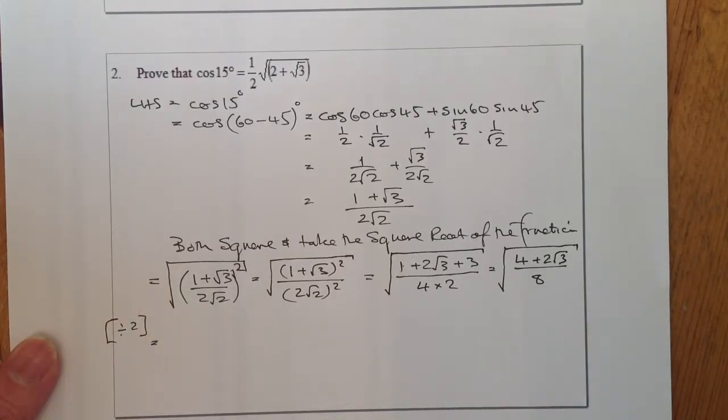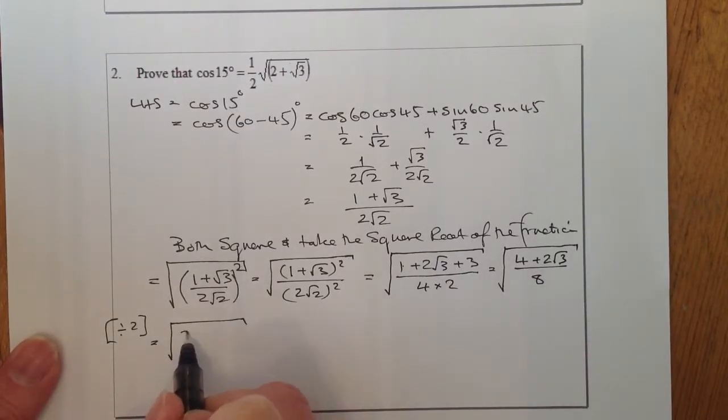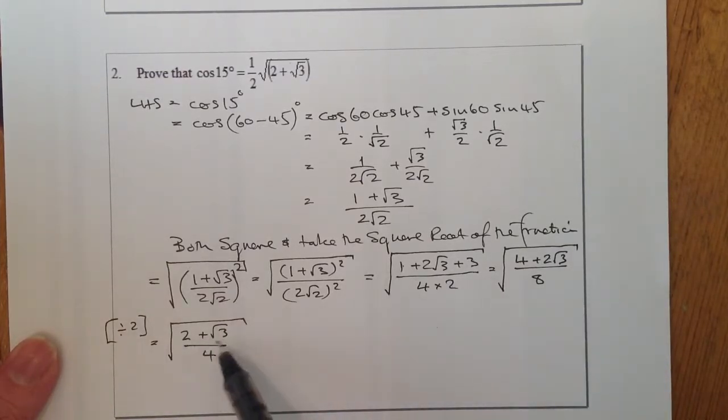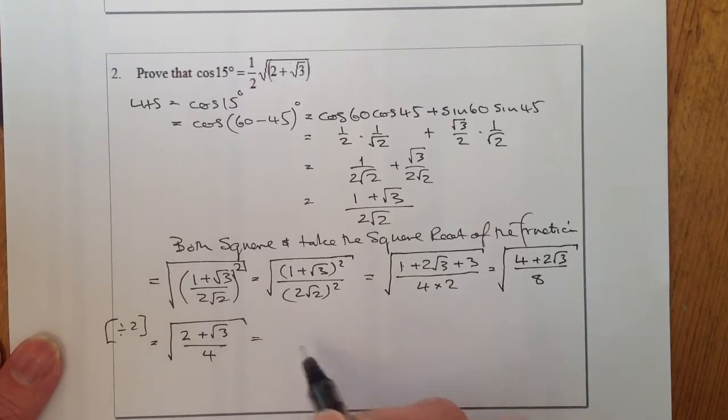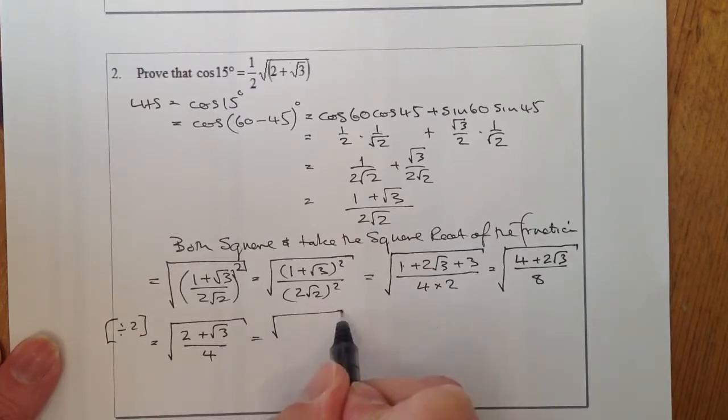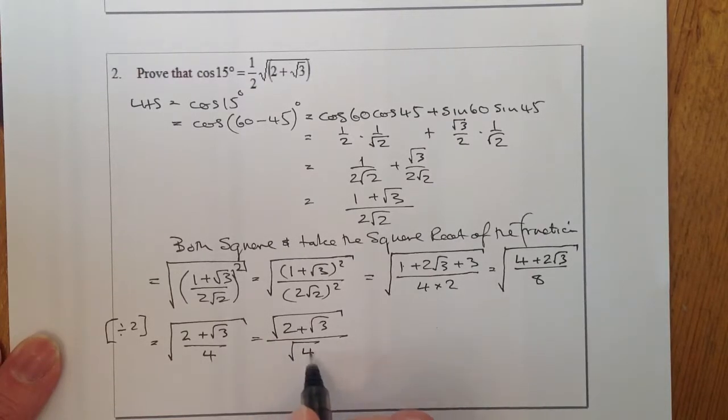Right then, so what that will leave me is big square root, and that's going to be 2 plus root 3 all over 4. Now that's starting to look more like what I'd expect the answer to the question to look like. So next thing I'm going to do is take the square root. If I've got a square root over the top and the bottom, I can separate them into the top and the bottom with roots on them. Right, so on the top, 2 plus root 3. On the bottom, root 4.